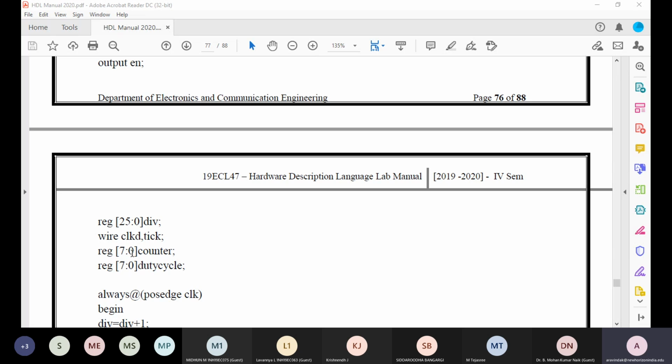And we have 2 registers, 8-bit: one counter and one duty cycle. Now this duty cycle and this counter are related to the concept of PWM. In general, what is duty cycle? Duty cycle is the ratio of the on period of the pulse to the total period. In general, we say T on divided by T on plus T off. That is the duty cycle.